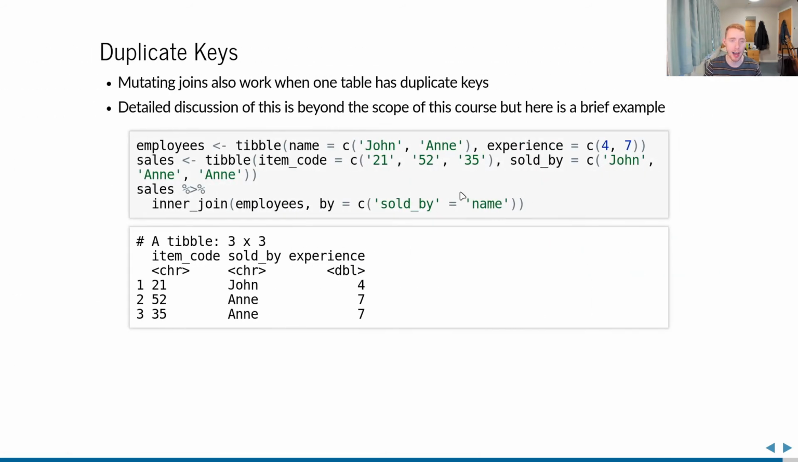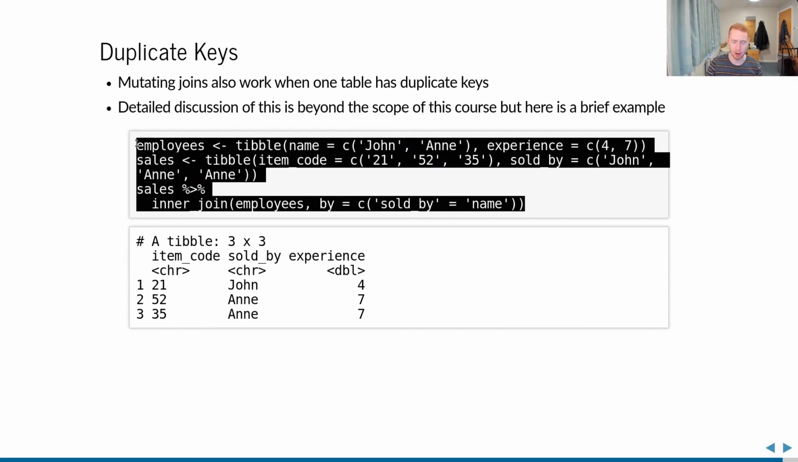And what if we have duplicate keys? So mutating joins will handle this fine, and often this is a very useful feature of joins, and it's actually our intention in the first place. And so, a detailed discussion of this is beyond the scope. But here's a brief example, and then maybe just mess around more yourself, learn exactly how this works, or look at R for Data Science for even more detail.